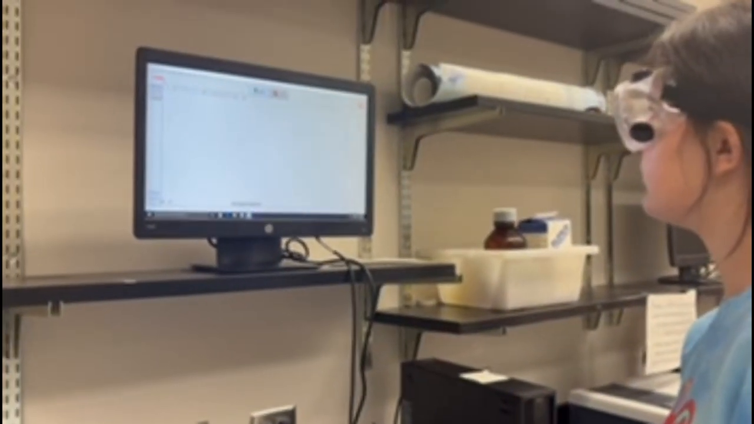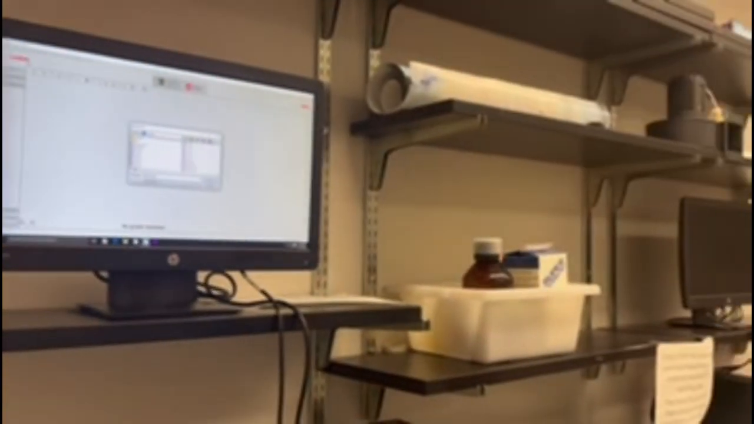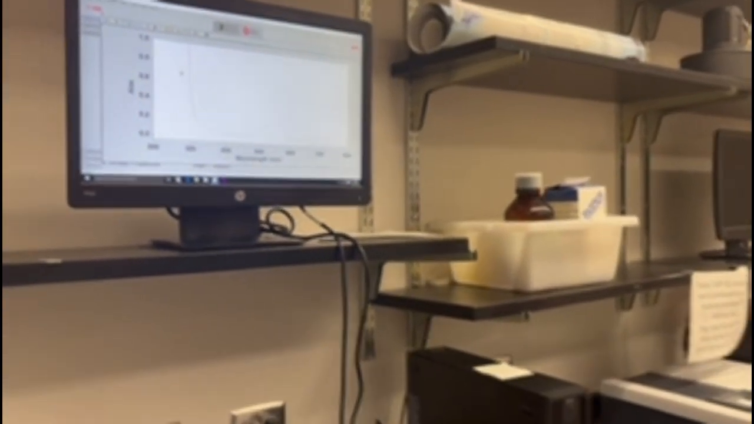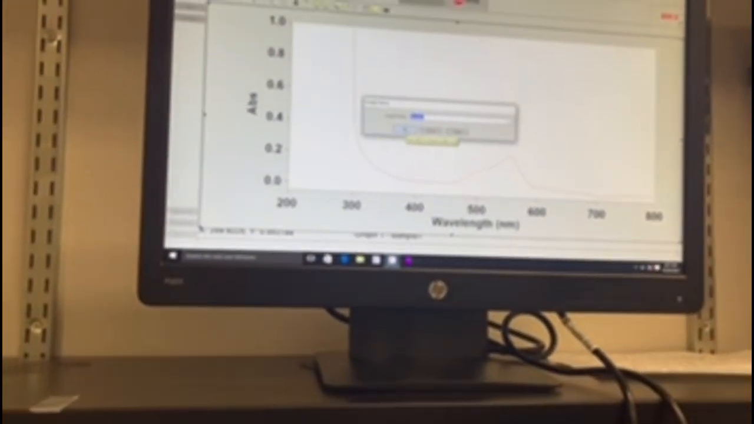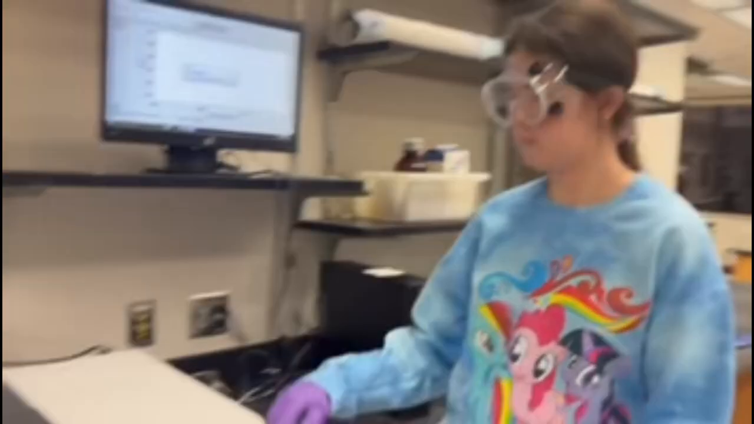And then set it to start. And make sure that you name the file. You can name it whatever you want. Okay. And then you read it just like that. And that will be the wavelength that you have. And then closing it.